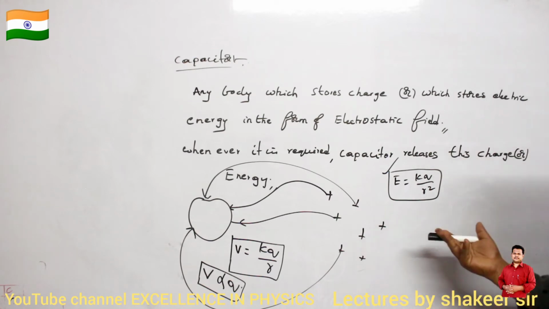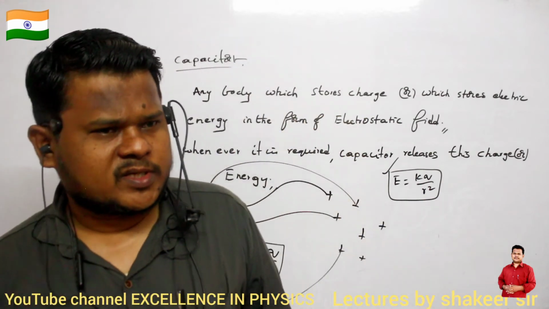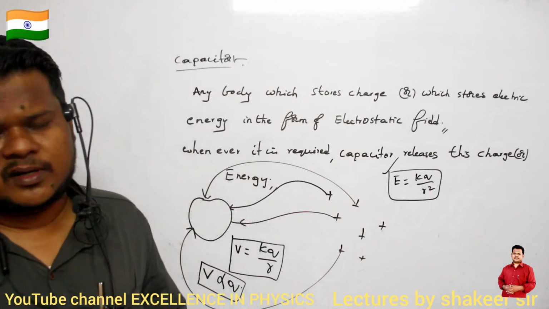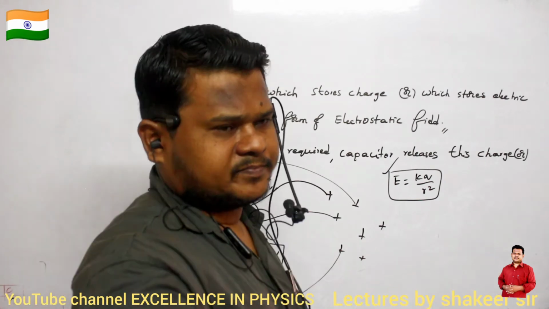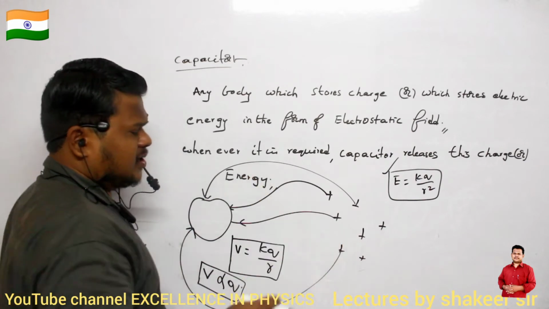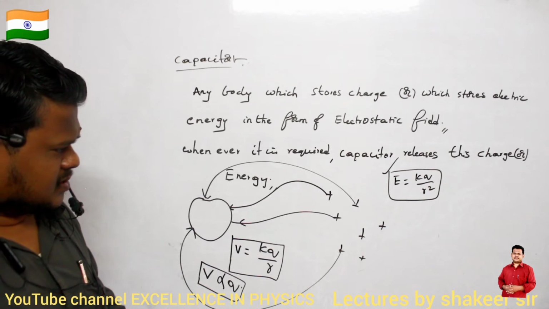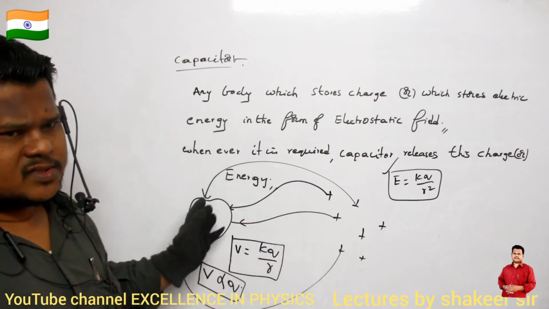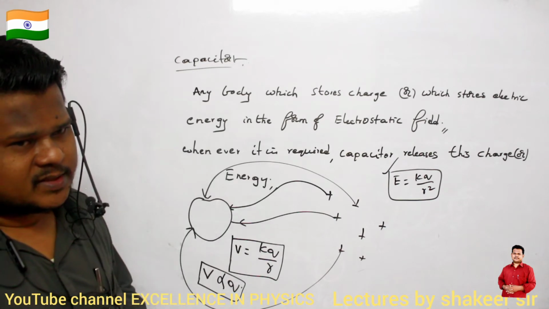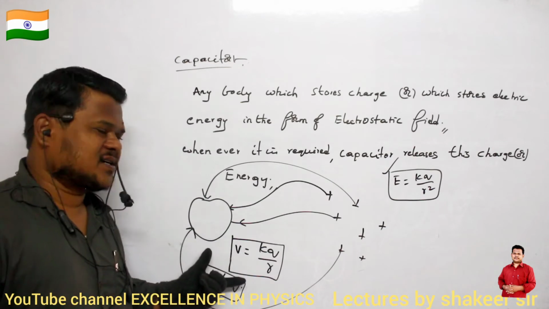Can I store an infinite amount of charge, or can I store only a certain amount of charge? Is the capacitance of any conductor infinite, or is the capacitance of a conductor limited? That is my question. So it is limited. Why is it limited? Can't I store any amount of charge? So I cannot store an infinite amount of charge on this one.